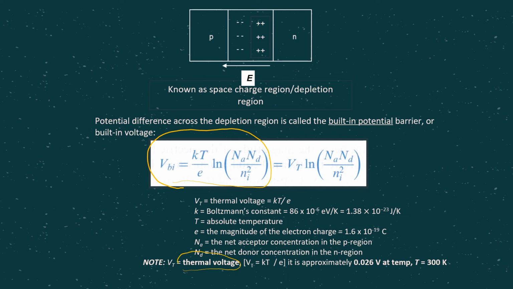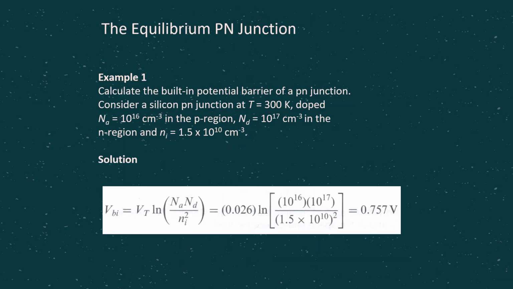At room temperature, it is always equal to 0.026 volt at a temperature of 300 Kelvin. Meaning to say, if we calculate the VBI value, it shows us how much potential is required for the carriers to be able to cross the junction, to cross the depletion region, to be able to contribute to current flow. As you can see from this example, using the formula, we can calculate the VBI value.